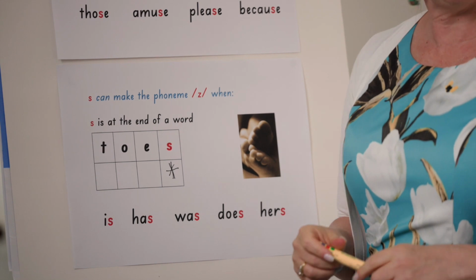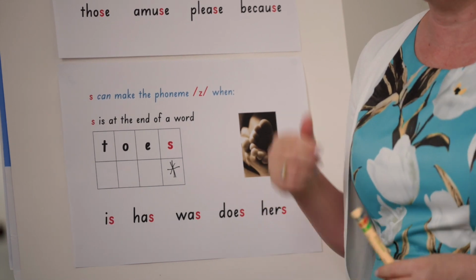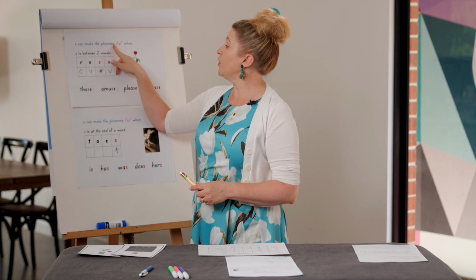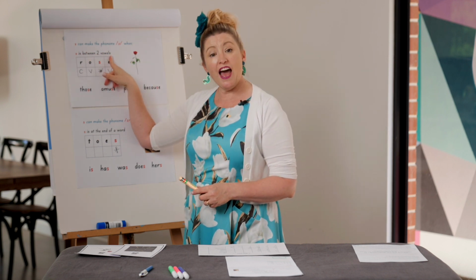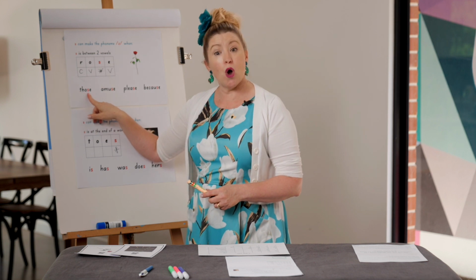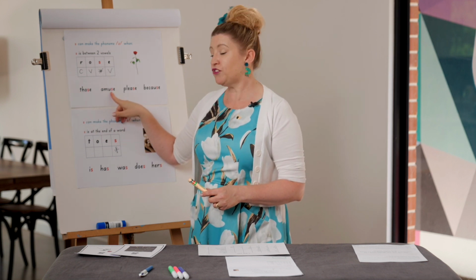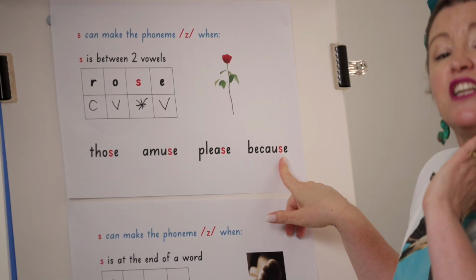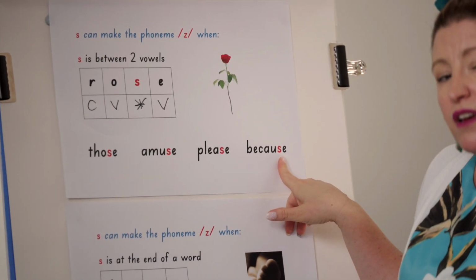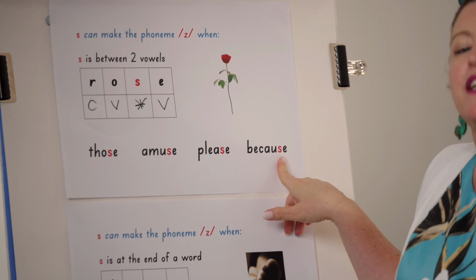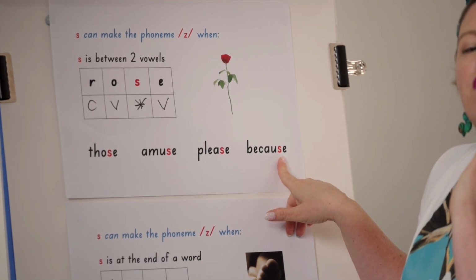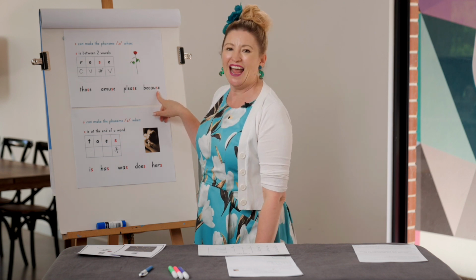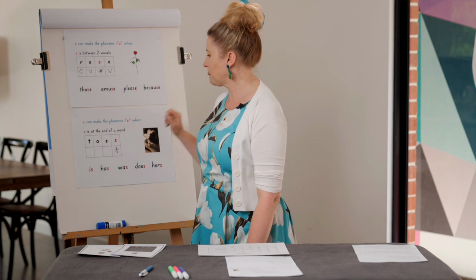Okay, so let's check some examples of when that spelling pattern works in words. So remember, S can make the phoneme Z when it's between two vowels, as in those, amuse, please, and because. Can you hear that Z sound in all of those? Try holding your fingers over your ears or on your throat and see if you can hear that voiced Z sound when you see the grapheme S in those words.